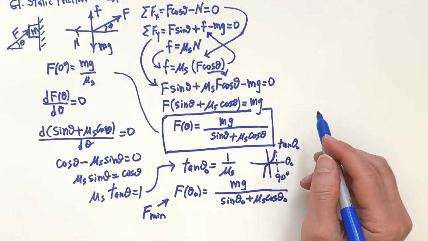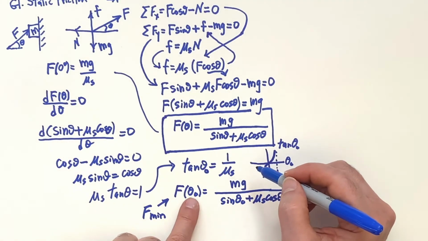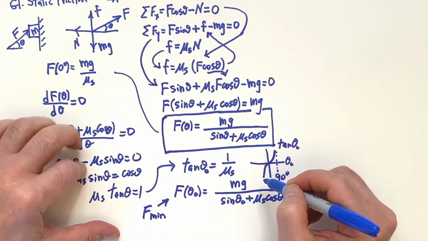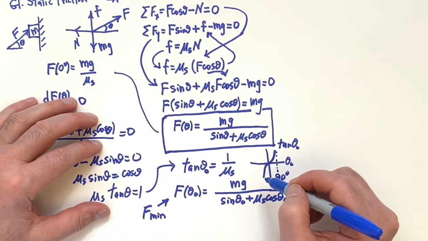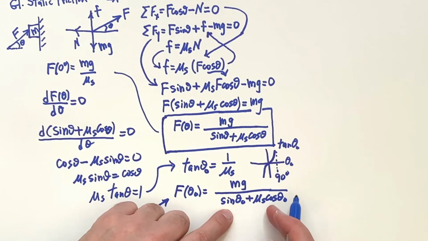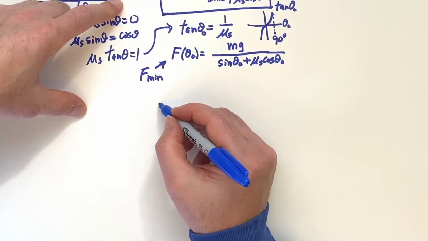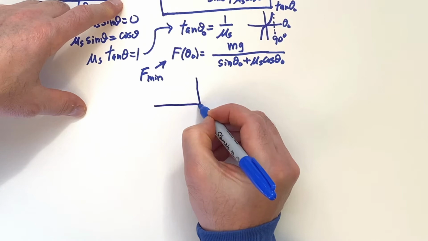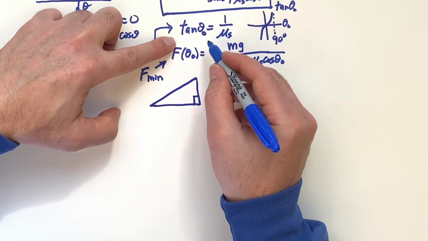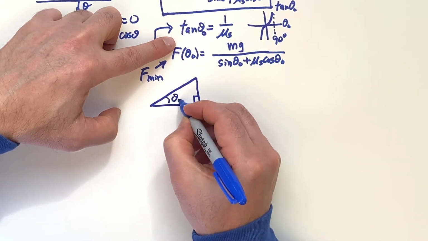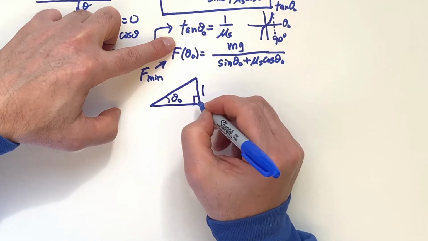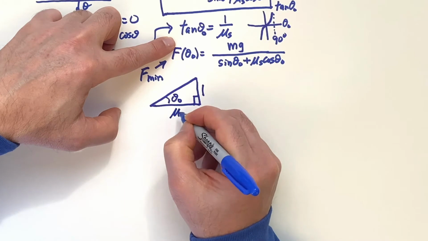Now I want to show you a trick where you can get this function here in terms of mu s, a trick that was taught to me by a friend, a fellow physics student. And here's the trick. How do you find the sine and the cosine if you have the tangent? What you do is you make a reference triangle like this, and you set it up so your tangent of this angle is going to be 1 over mu s. So an easy way to do that is put a 1 on the opposite side and a mu s on the adjacent side.